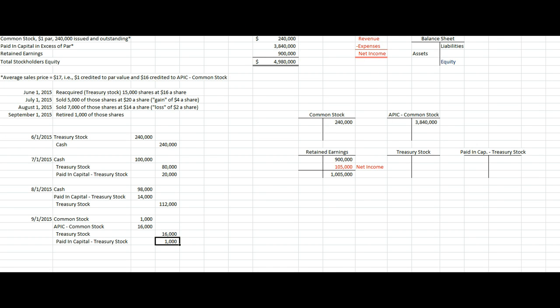The last part of this homework problem asks you to create the stockholders' equity section. To save time, I'm not going to do that, but all you have to do is take these journal entries here, post them to the T accounts over here, and you'll be all set. I will give you a hint and tell you that the total of the stockholders' equity section should be $5,043,000.